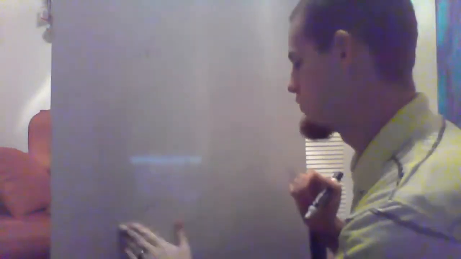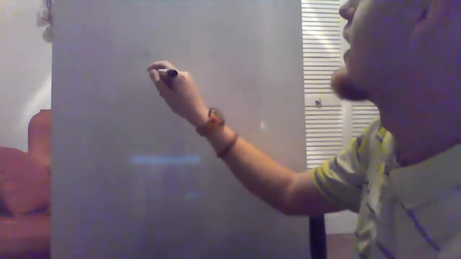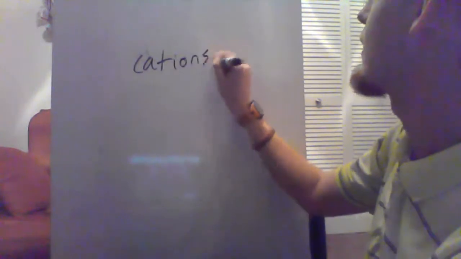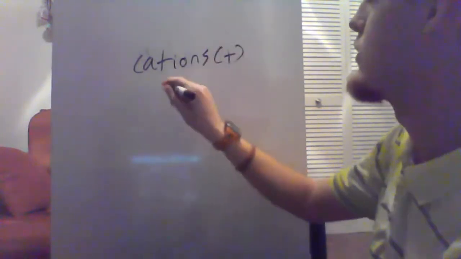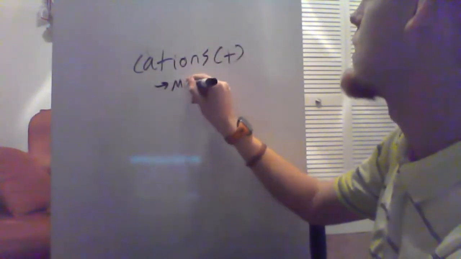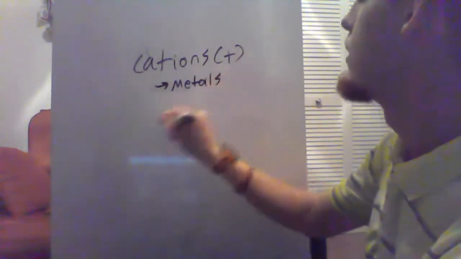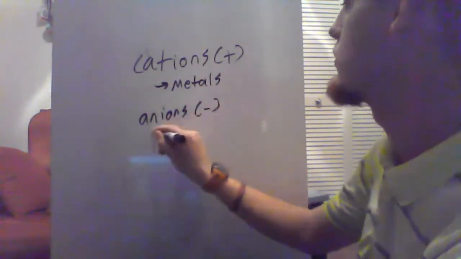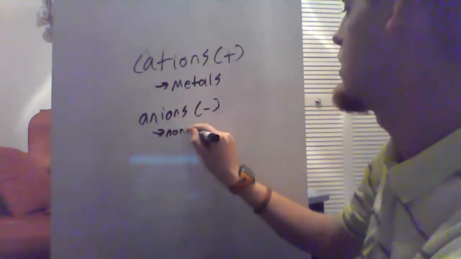Sweet. All right, cations and anions. That's a really cool thing to talk about. First and foremost, oh, that didn't erase everything at all. So, ions have a charge, right? Cations are the positive ones. These are your metals. And anions are negative. These are your non-metals.